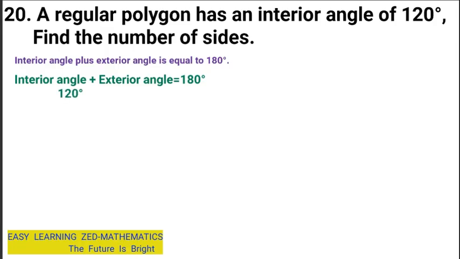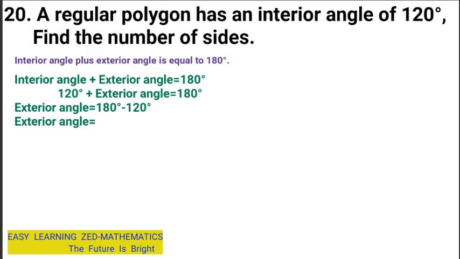Then we are going to put like terms together, which means we're going to have exterior angle is equal to 180 degrees minus 120 degrees. Then we're going to write exterior angle is equal to, then find the difference of 180 degrees and 120 degrees, which will give us 60 degrees. Now 60 degrees is the exterior angle of this regular polygon. So once we found one exterior angle, all the exterior angles are equal.